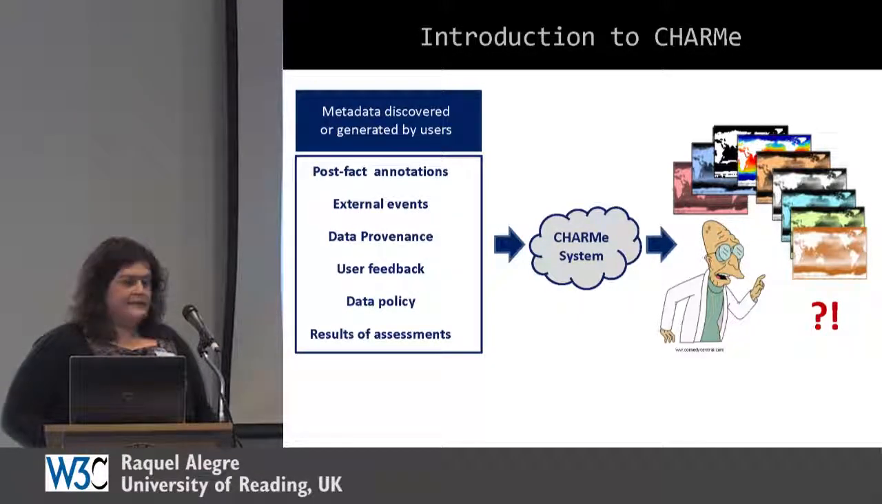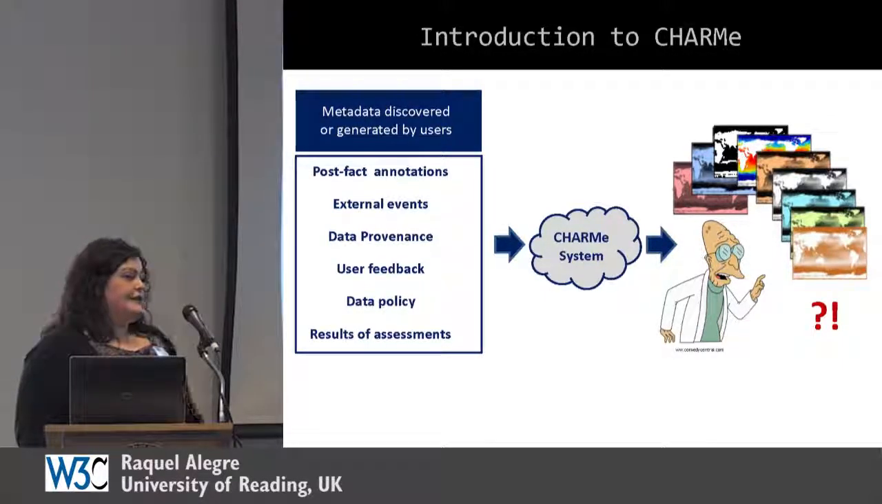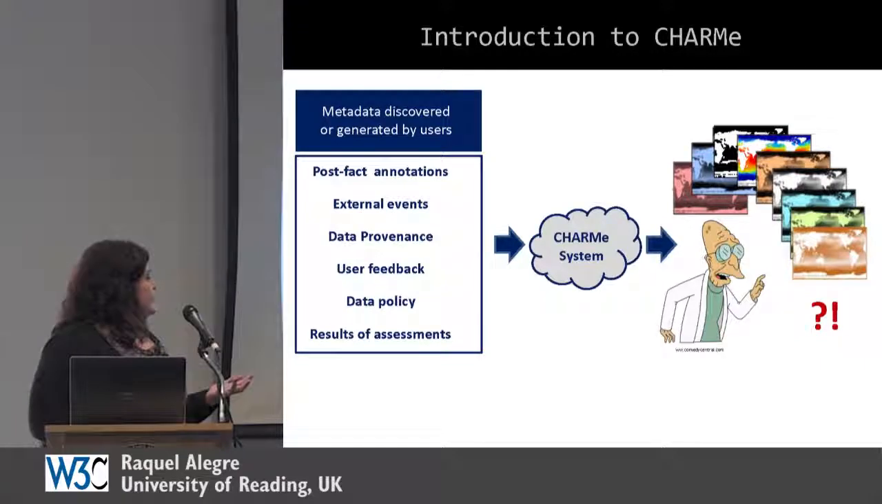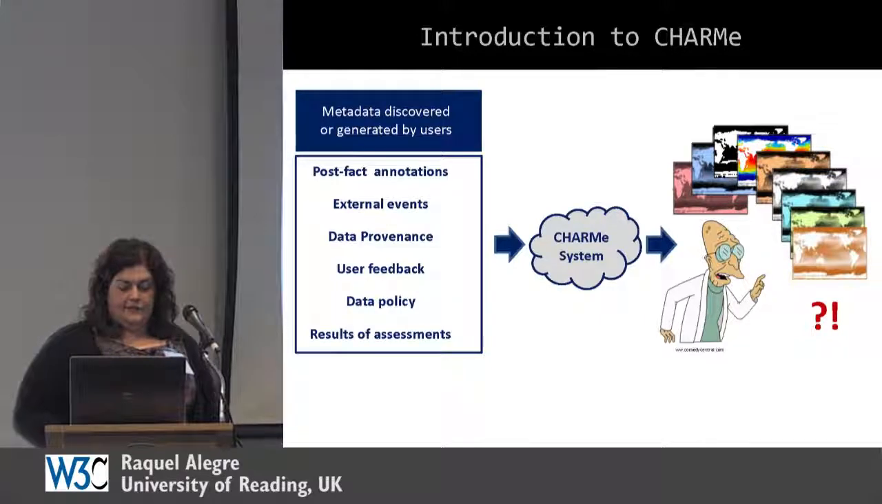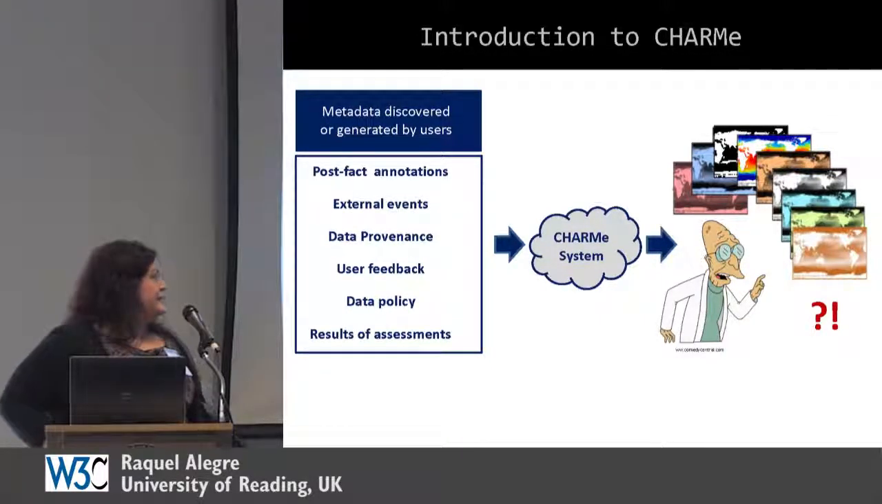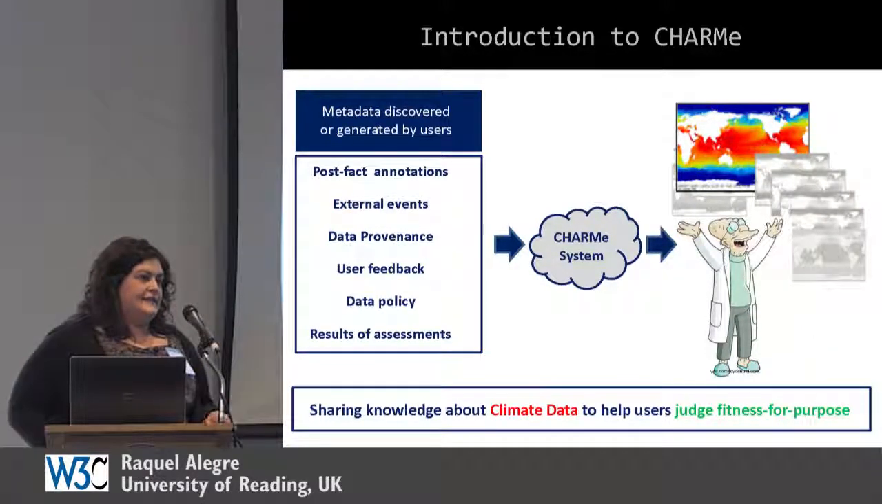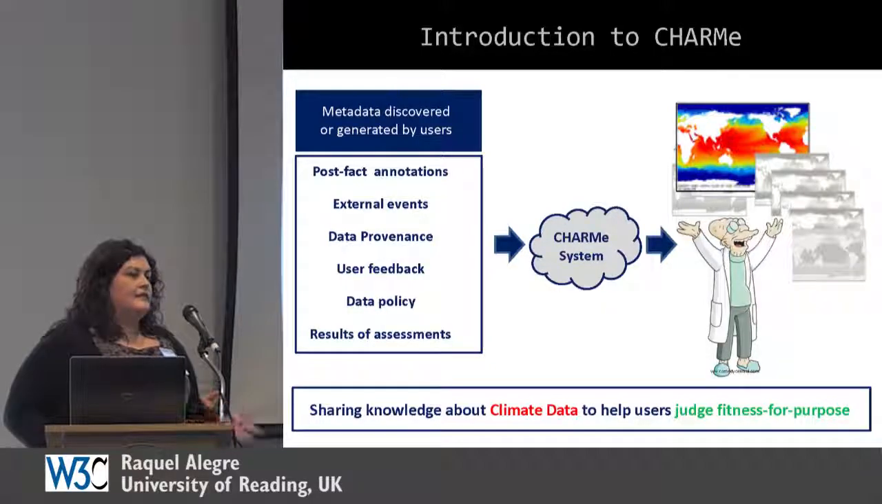So there's metadata that exists already in the web. Most of it is created and generated and discovered by users, but it's not properly linked with the datasets. So this metadata could be external events that may have affected the climate data, like there's a volcano eruption or there's a failure in an instrument in a satellite. So linking those metadata with the dataset is what the CHARMe project aims to accomplish, so that users can find the climate data they are looking for and share also their knowledge in the climate data community.